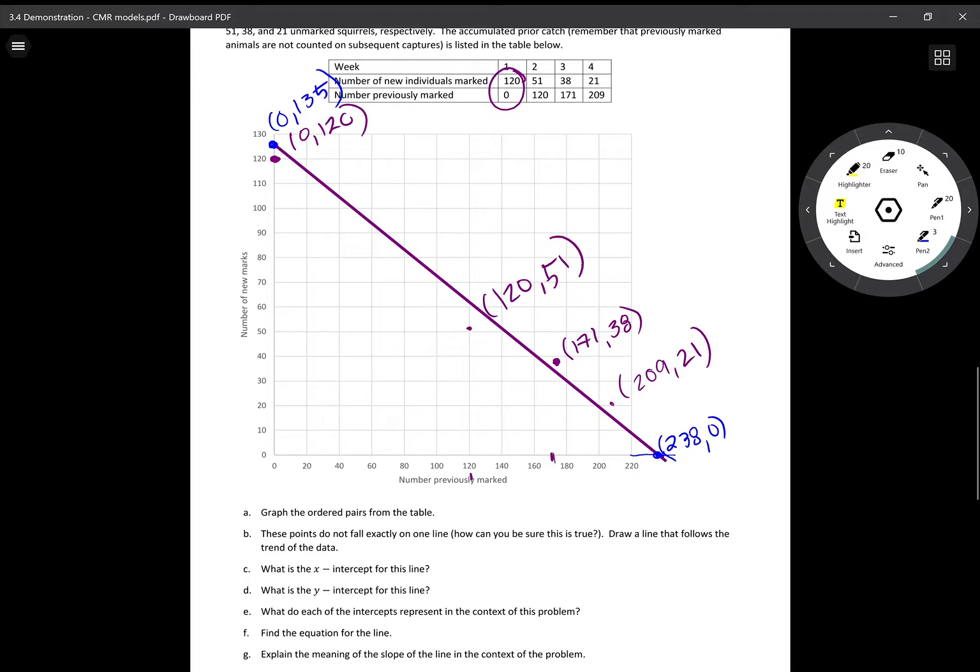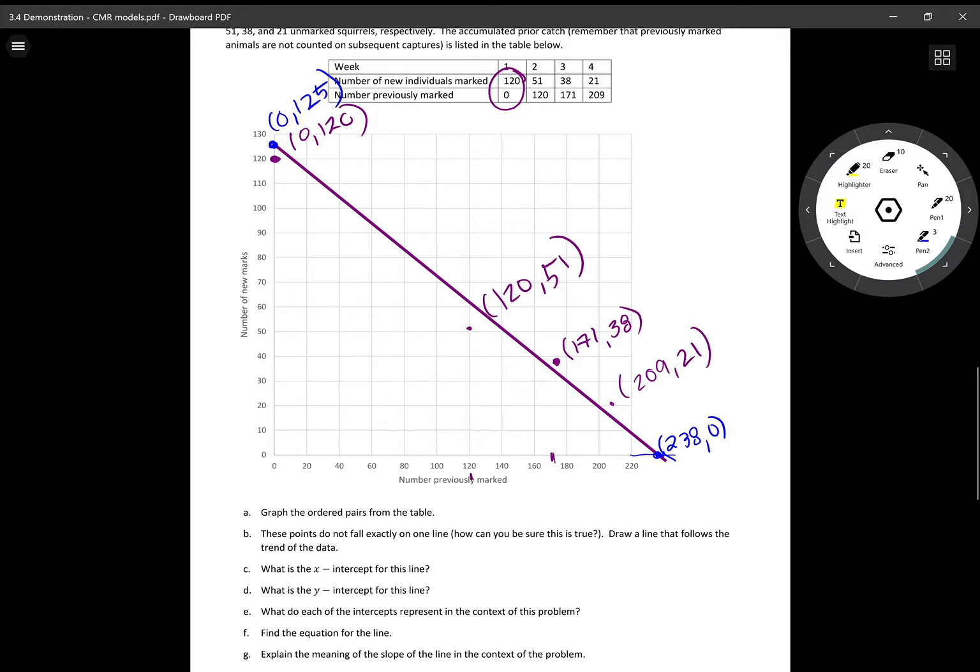The context is a little different here than in problem 1, so let's think carefully about what this means. So the vertical intercept, 0, 135, that says that according to our linear model, which again isn't perfect, it's approximate, if we went out without having marked any squirrels and put in however much effort this biologist put in, we should be able to catch the 135. So our data actually says 120. Oh, I'm sorry, this is a 125, not a 135. Our data says 120, our model says 125. That's how models work. They're not perfect.